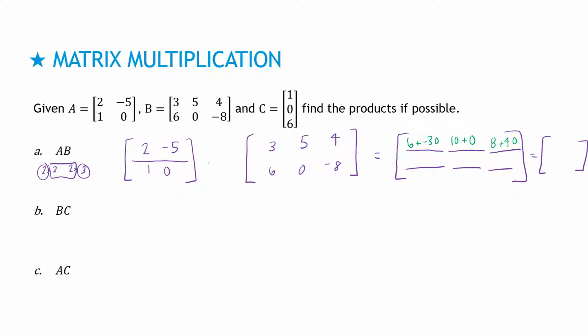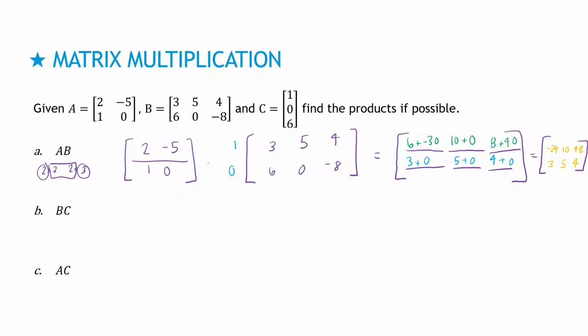Then I take my other row, which is 1, 0, and multiply. 1 times 3 is 3 plus 0. 1 times 5 is 5 plus 0. And 1 times 4 is 4 plus 0. So my final answer for my first one is 6 plus negative 30. So negative 24, 10, 48, and then 3, 5, 4. Sorry I had to write so small at the end. I got a little space greedy before.